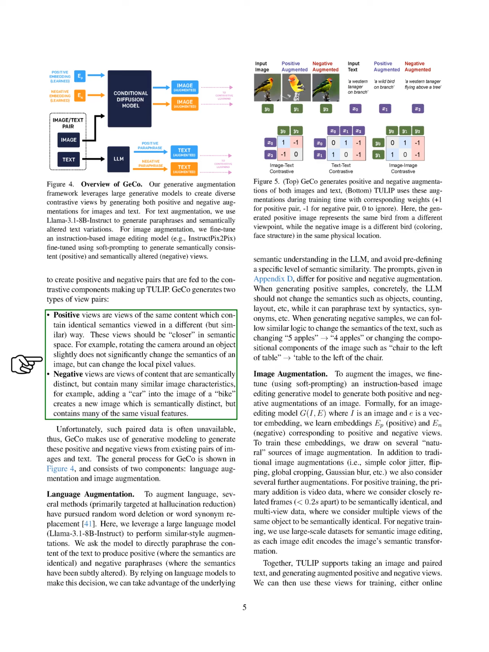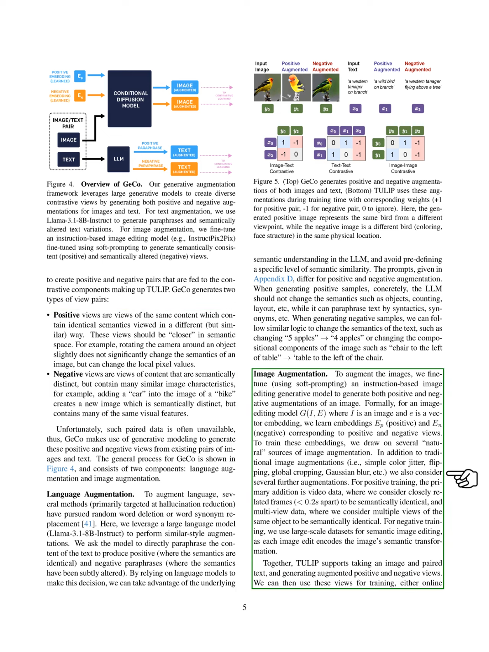Section Main. In this section, we discuss image augmentation. To enhance our images, we fine-tune an instruction-based image editing model using soft prompting to create both positive and negative augmentations. Specifically, for our image editing model, we learn embeddings for positive and negative views.